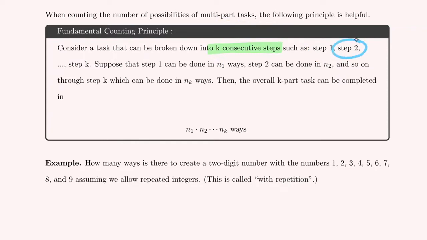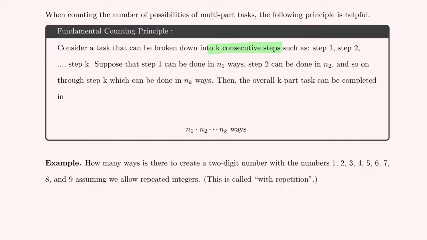Similarly, you knew exactly how many ways step 2 could occur. We're calling that n sub 2 just for labeling purposes. So our subscript aligns with the step that we're on, all the way up to step k occurring in n sub k ways.